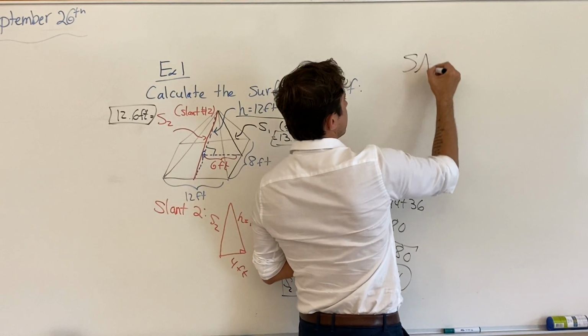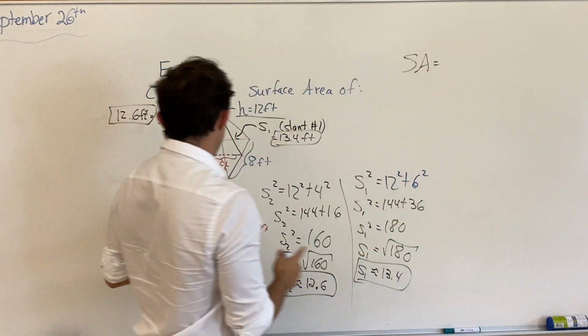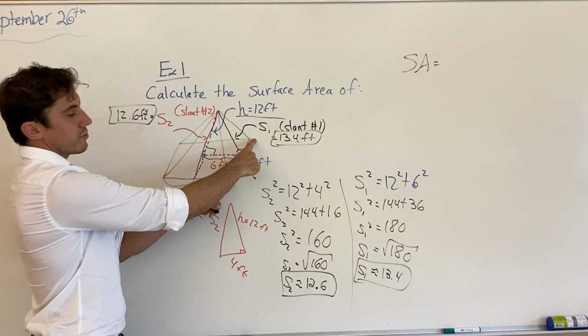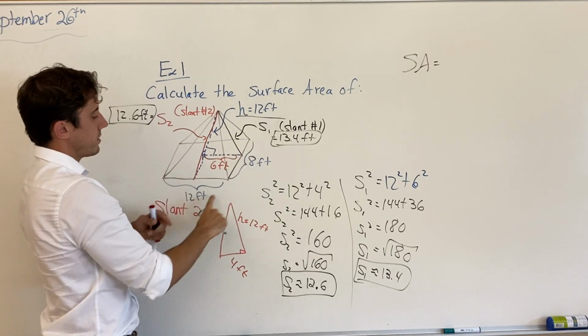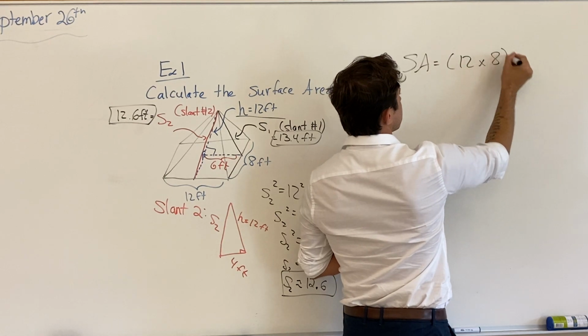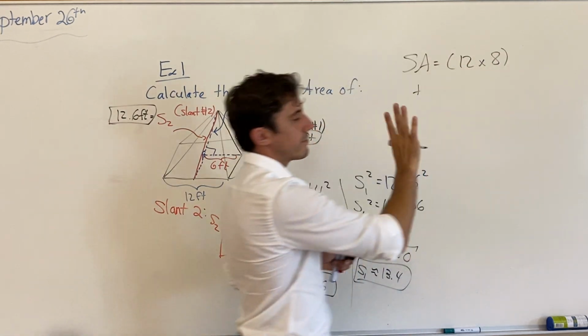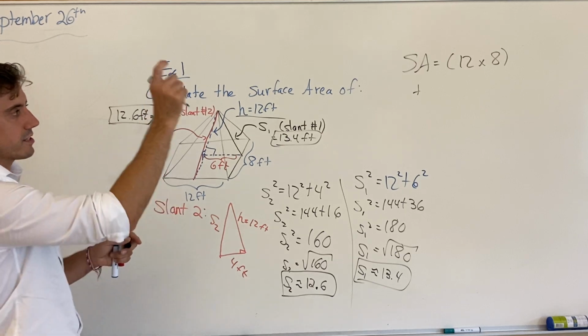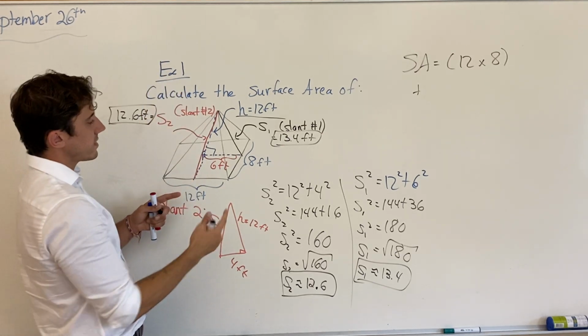We have SA, surface area, is going to be the area of the base. Let's start off with the easiest surface. Length times width is 12 times 8. So we have 12 times 8 plus, I'll leave the units there until the very end just to make our calculations a bit cleaner. Next, let's do the two sides.